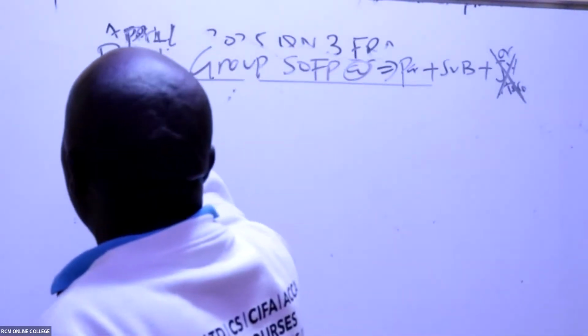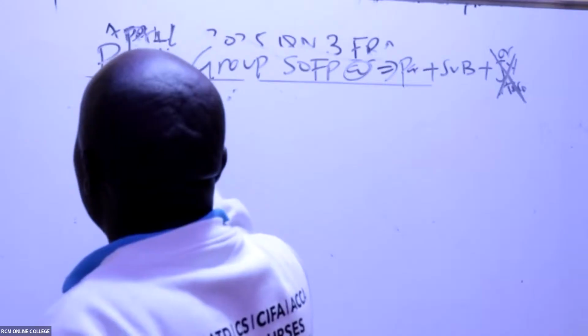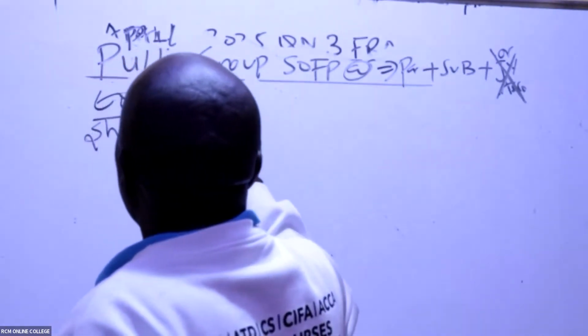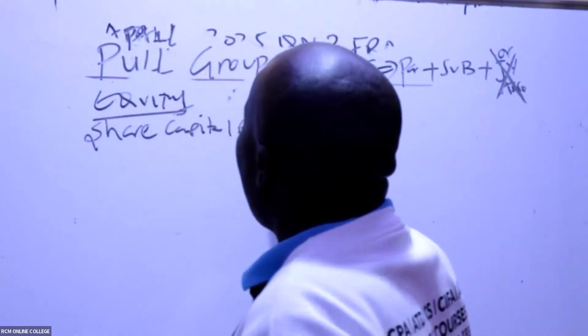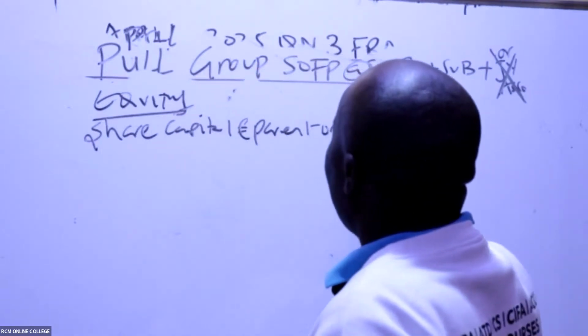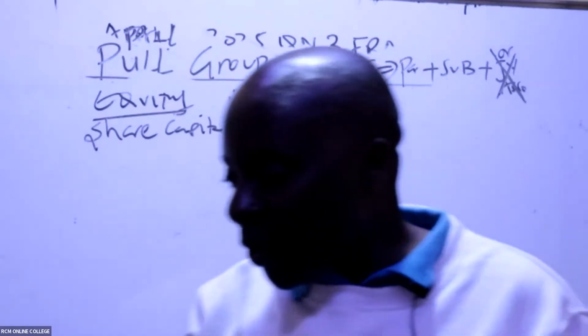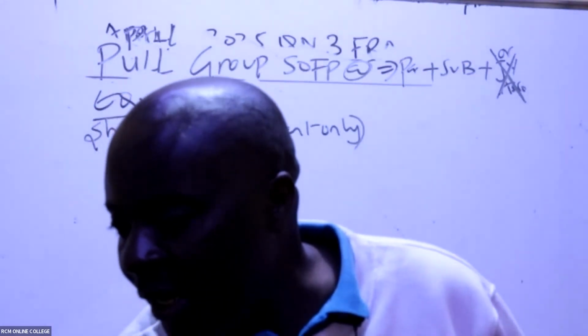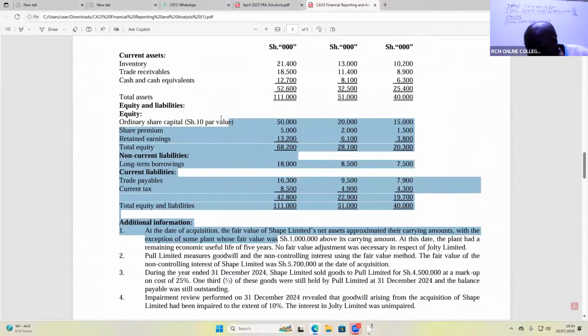So we have equity. First of all, we start with equity, where we start with share capital. For share capital, we take the one of the parent only. You can see here for share capital parent, the first one, 50,000. You write 50,000 there. Then we have share premium.